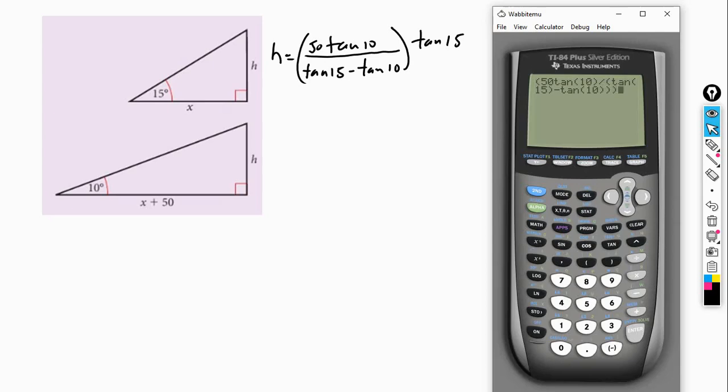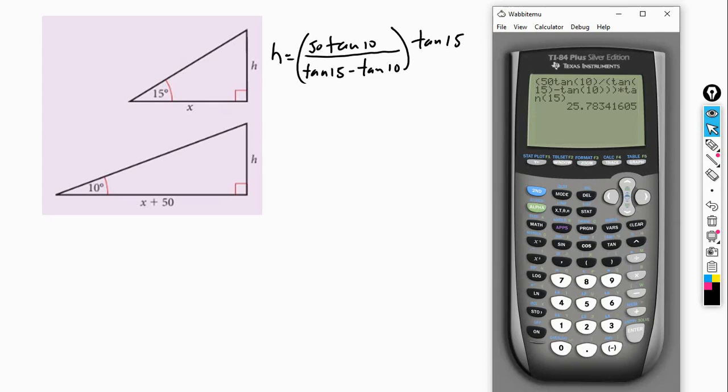Now, the reason that we have to do it this way is that calculators basically will only do what you tell them to do. So notice that here we're doing first the expression on the left, so 50 times tangent of 10 divided by, and then it has to be divided by the whole expression. So that's why we need that other parenthesis. Otherwise, it will interpret it as you are dividing 50 tangent of 10 by tangent of 15 and then subtracting by tangent of 10. So this times tangent of 15. And then we hit enter. And we get 25.78.